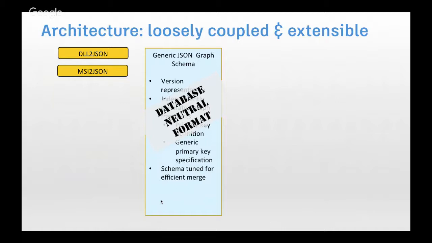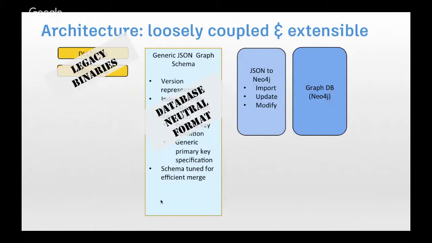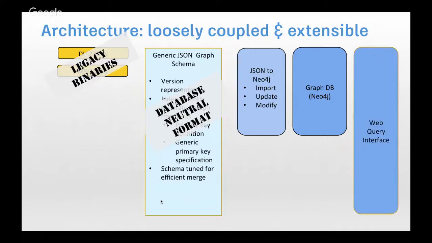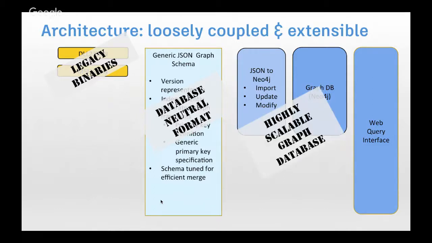And then on the left, you have plugins. These are the actual names of some of the Python modules and other modules. So you have a DLL to JSON that deals with legacy binaries. And then on the right-hand side, you have the actual JSON to Neo4j importer. So that's how it's architected. And on the right, we also built a lightweight web query interface to it. So that's a highly scalable database on that side.